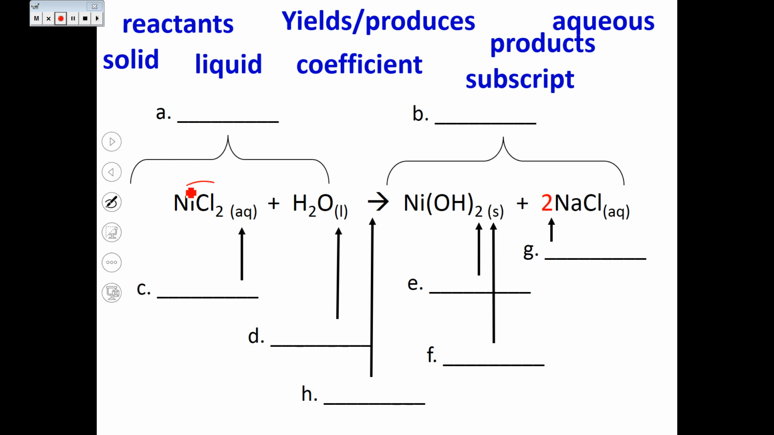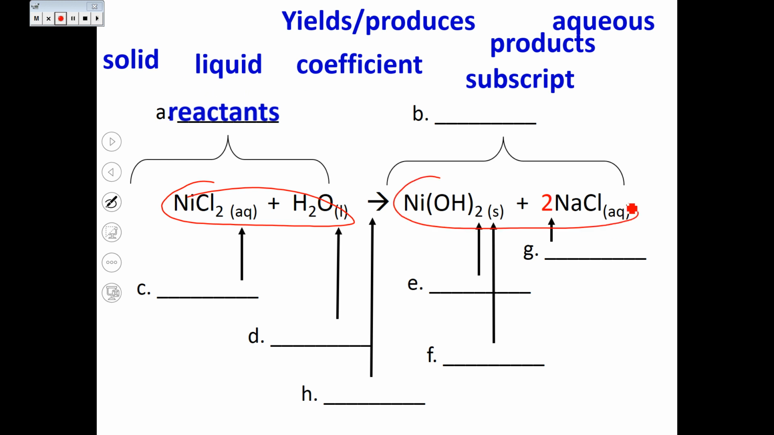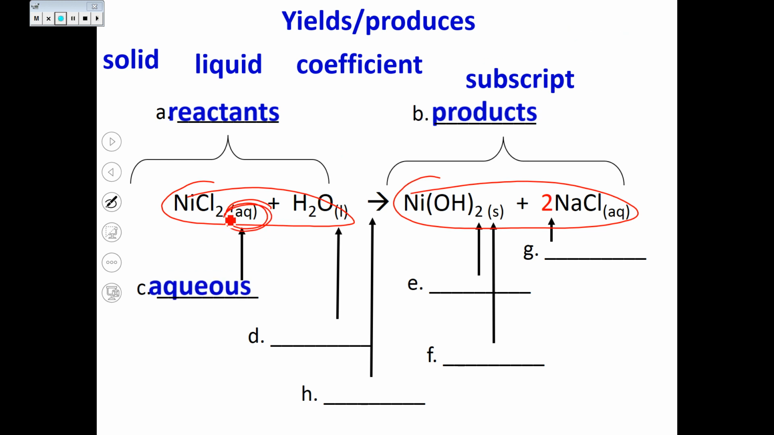A is referring to the compounds to the left of our arrow in an equation. Those are called reactants. B is referring to the compounds to the right of our arrow in an equation. Those are called products. C is referring to this state of matter, AQ, which is aqueous, which stands for something dissolved in water. D is pointing to L, liquid.